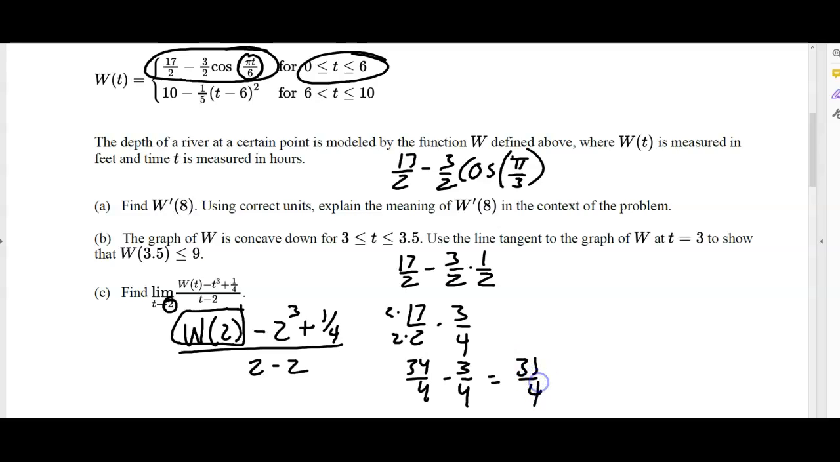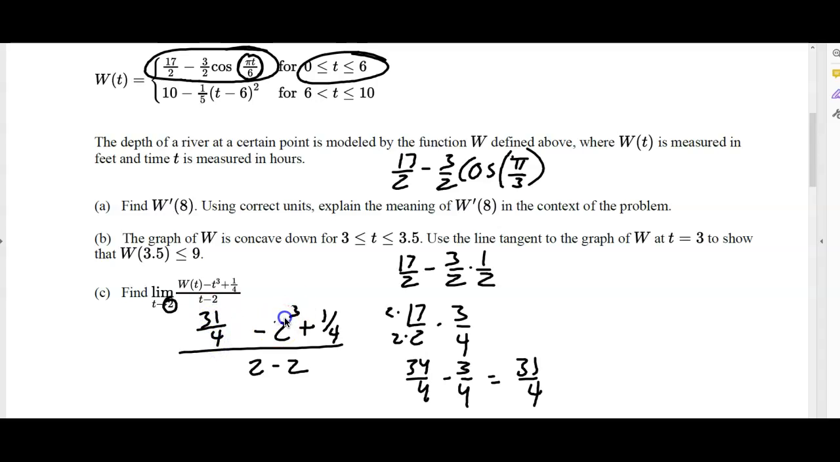And man, it's so frustrating. It's like if they don't want you to use a calculator, it'd sure be nice if they would just let things work out with numbers that aren't a pain in the butt. But I guess they just don't care about that. All right, so W of 2 is 31 over 4. I'll just leave it as a fraction. 31 over 4.